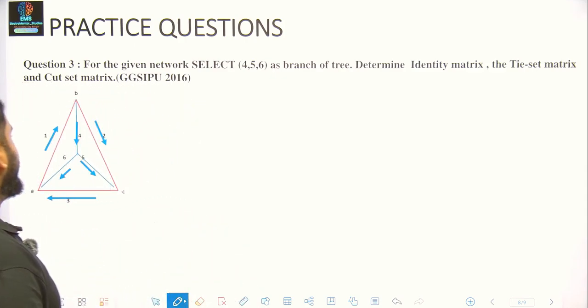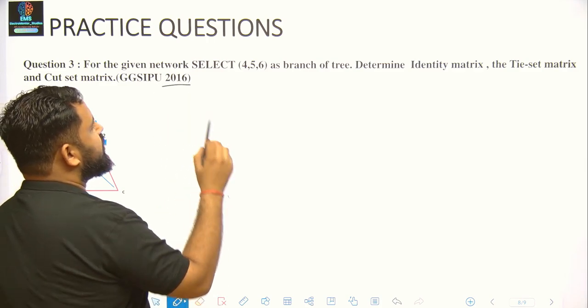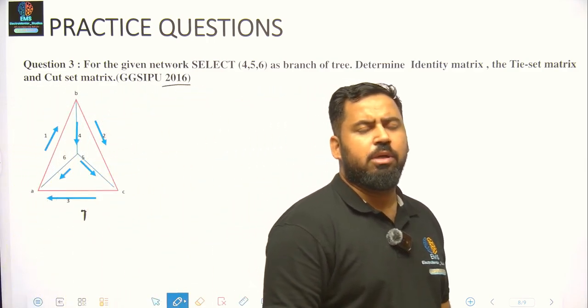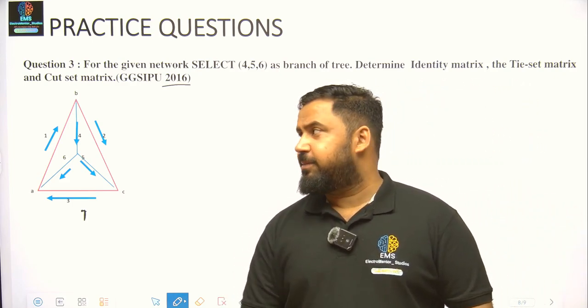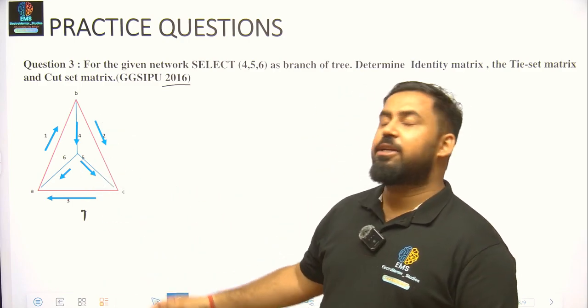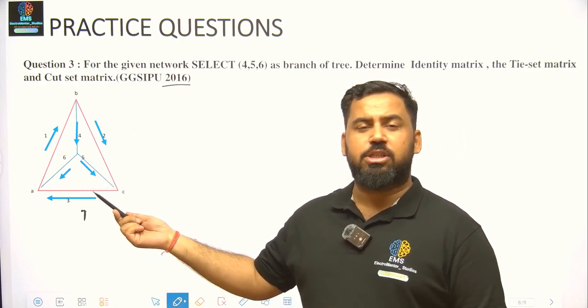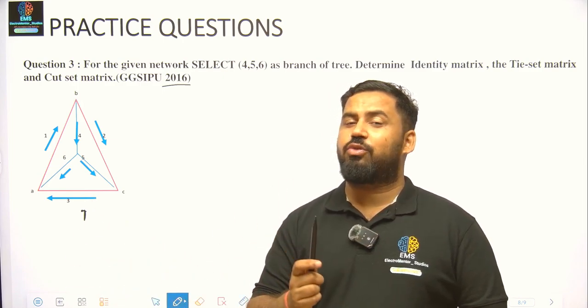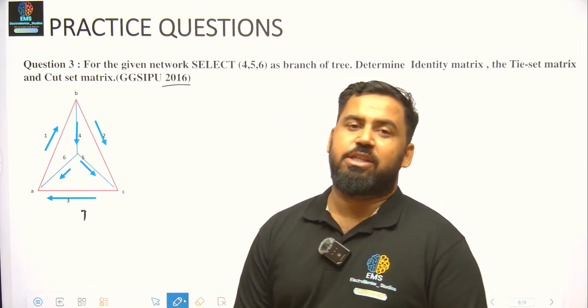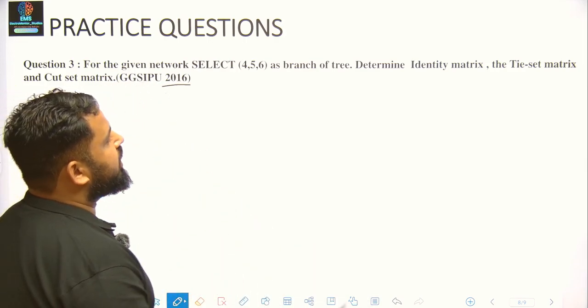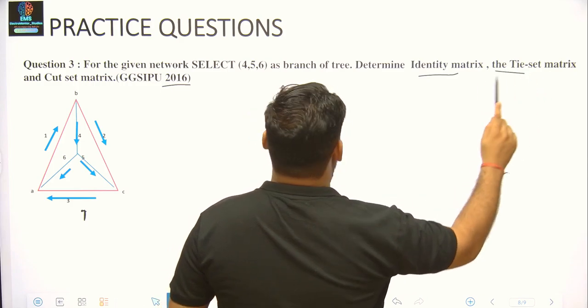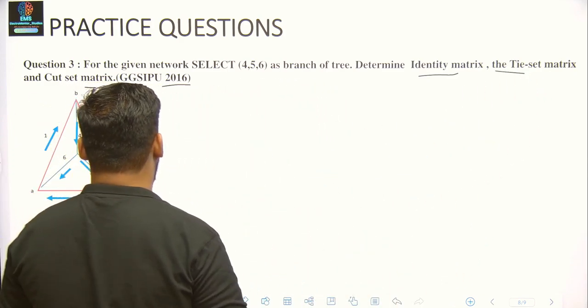Now, again, this is a very famous question. This question has come many a time. Then they've asked different variations related to this question. At times they give the values. At times they give the resistors and the inductors, and ask us to find the KVL and KCL equations. But in 2016, they just asked us to determine its incidence matrix, its tie-set matrix, and its cut-set matrix.